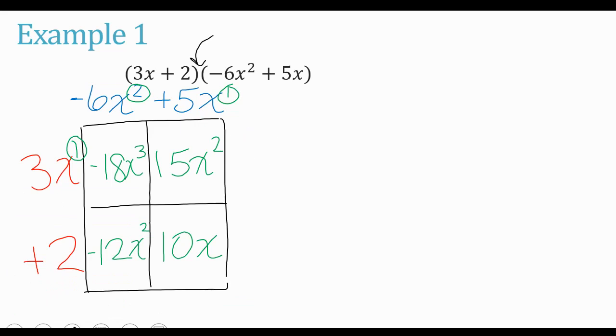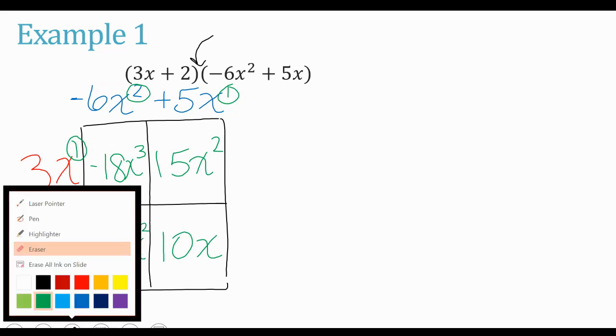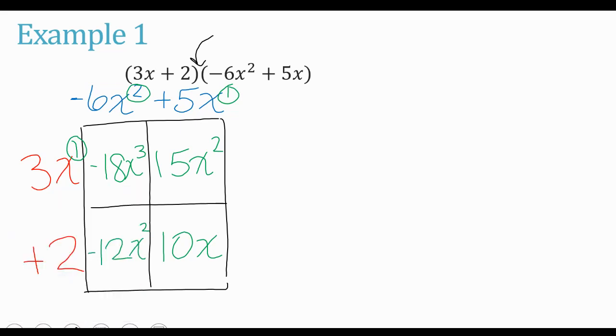I'm just going to double check my work real quick. Is my multiplication correct? Did I add all of my exponents where I should have? Please make sure that you're checking your work as you complete it, so then if you make a mistake, it's easier to catch. Now I'm going to identify my like terms, which is this 15x squared and this negative 12x squared. I'm going to add those together. But first, I'm going to just write it as one big polynomial.